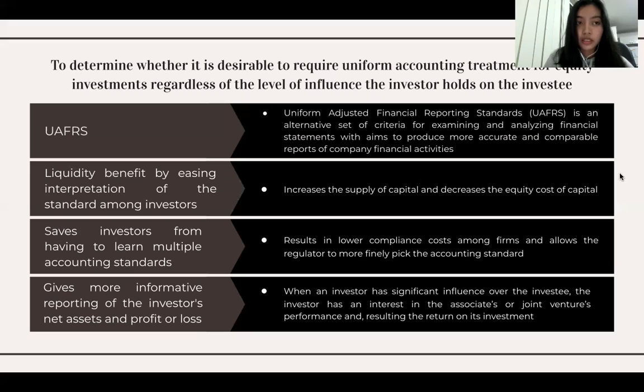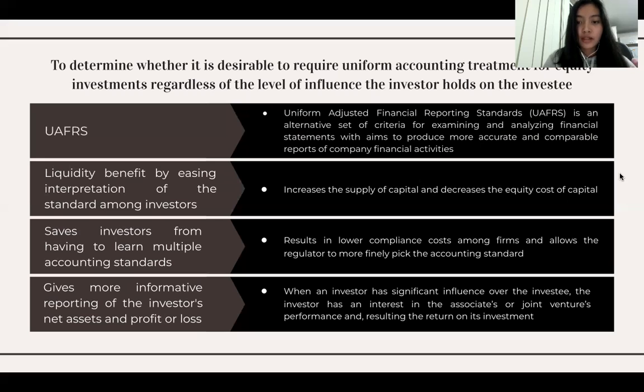This trade-off between costs and benefits in the uniform treatment results in lower compliance costs among firms because it allows the regulator to more finely pick the accounting standard and reduce the deadweight loss from compliance. Lastly, the application of the equity method provides more informative reporting of the investor's net assets and profit and loss. Recognition of income on the basis of distributions received may not be an adequate measure of the income earned by an investor on investment in an associate or joint venture because the distributions received may bear little relation to the performance of the associate or joint venture.